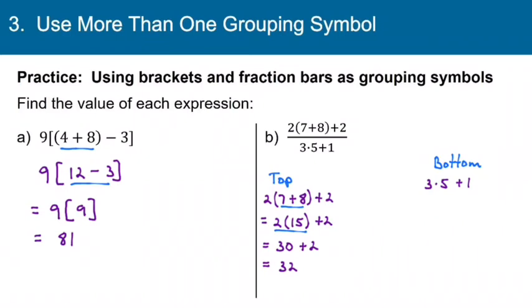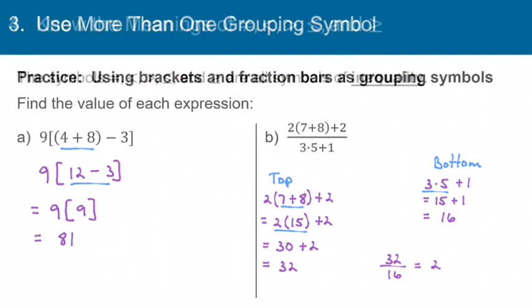And on the bottom, we have 3 times 5 plus 1. Of course, we'll need to do the multiplication first. So that's going to be 15 plus 1, and 15 plus 1 is 16. And now let's put this together. The top over the bottom would be 32 divided by 16, which simplifies to 2 in this case.